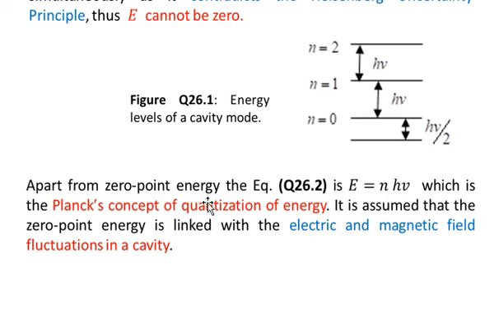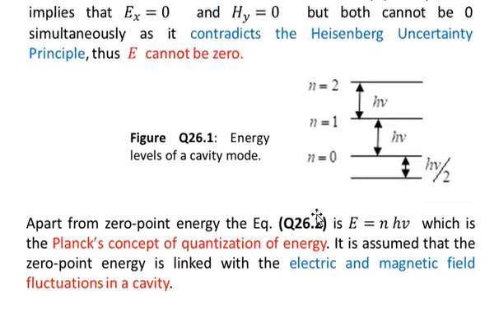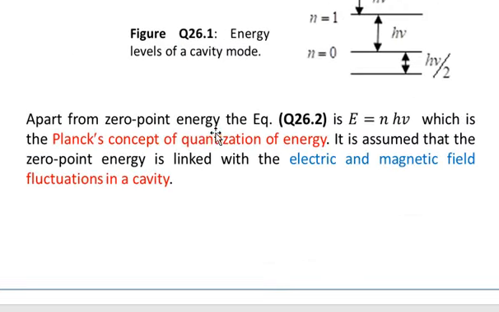Apart from the zero point energy, the equation 2, which equation? This equation. So apart from zero point energy, the equation 2 is E is equal to n h nu, which is Planck's concept of quantization energy. It is assumed that the zero point energy is linked with the electric and magnetic field fluctuations in a cavity.